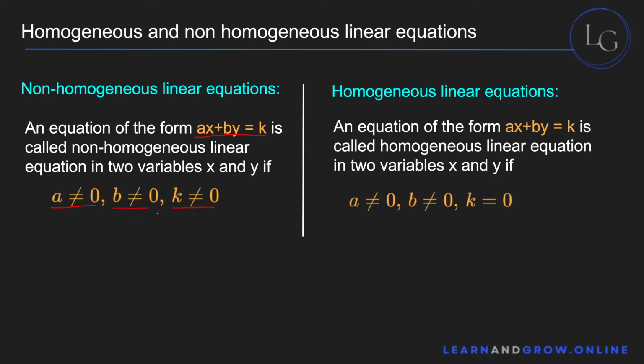not equal to 0. And for a homogeneous linear equation, you have the same equation ax plus by is equal to k, and a is not equal to 0, b is not equal to 0, but k is equal to 0. So that is the difference between a non-homogeneous and a homogeneous linear equation.